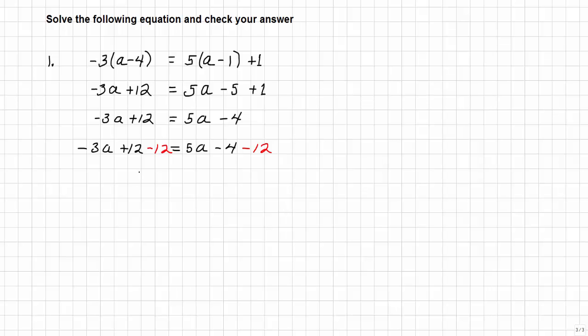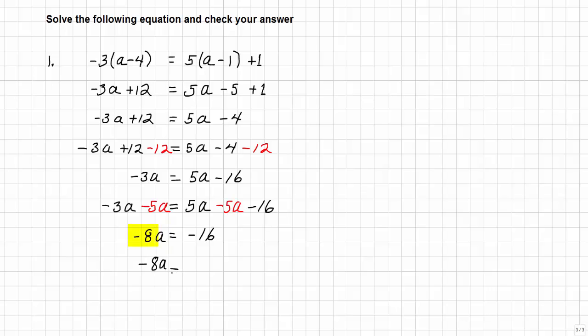On the left, I end up with negative 3a plus 12 minus 12, which is negative 3a. And on the right, I have 5a minus 4 minus 12, which is 5a minus 16. Now I want to eliminate the 5a from the right side of the equal sign, so I want to subtract 5a from both sides. So I end up with negative 3a minus 5a equals 5a minus 16, or negative 8a equals negative 16. To get positive 1a, I divide both sides by the coefficient of a, which is negative 8.